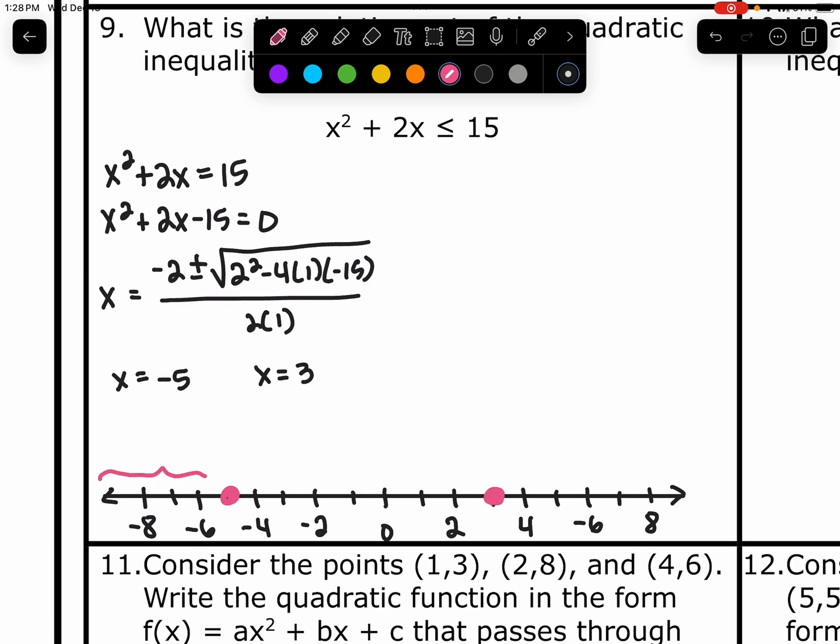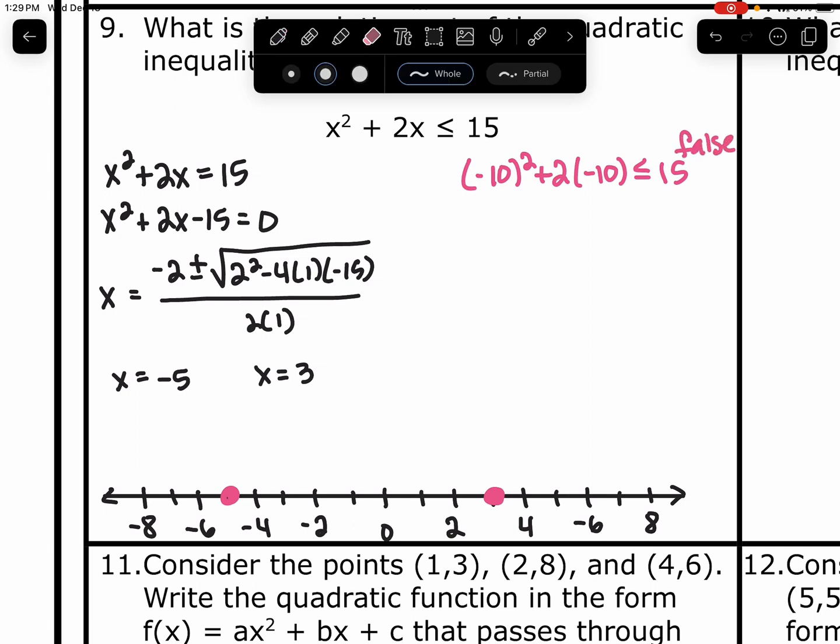So we got here. We need something that's less than -5, so I will use -10 squared. So I'm just plugging this back into the original inequality to see if it's true or false. All right, so negative 10 squared is 100. 100 minus 20 is 80. Is 80 less than 15? Nah, so that's false. So we're not going to shade that area. Let's check the next area.